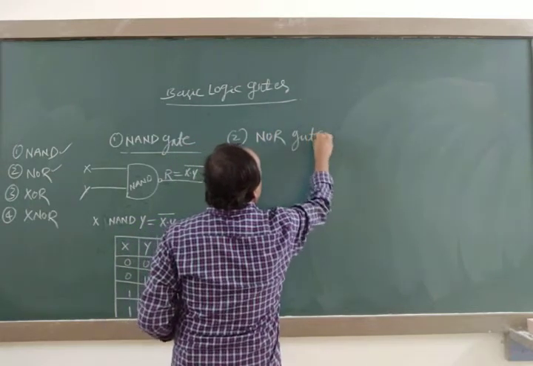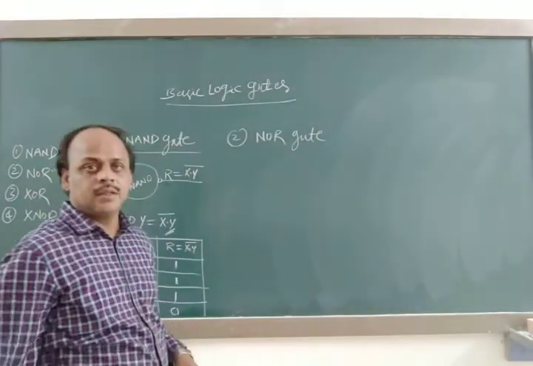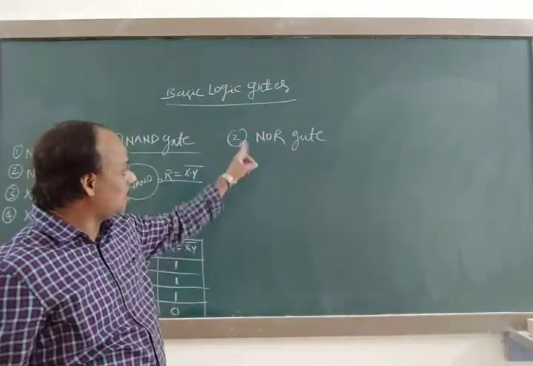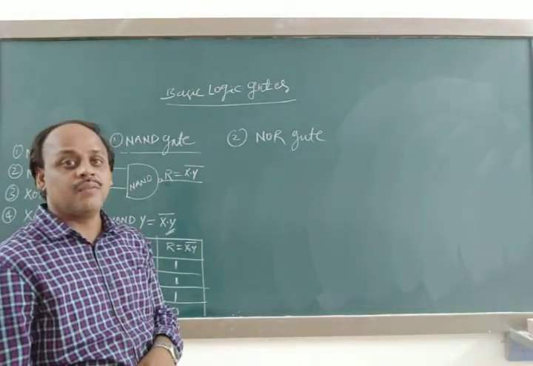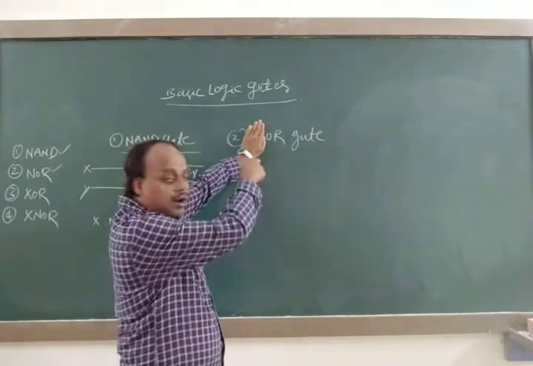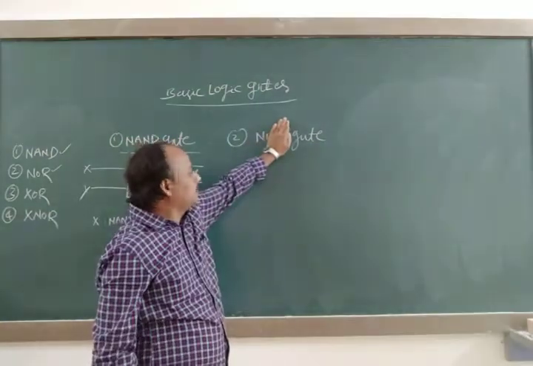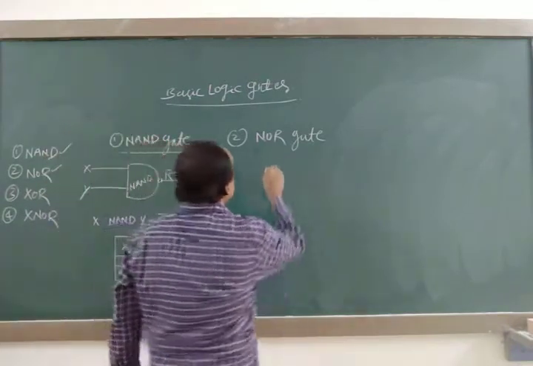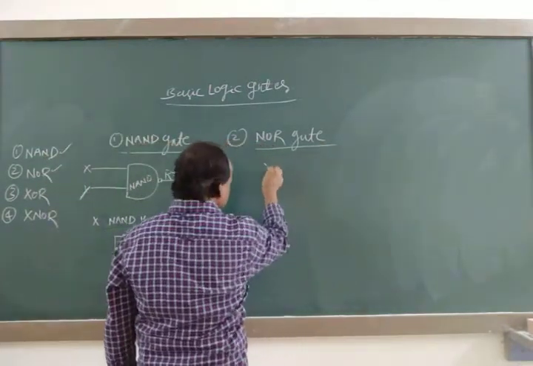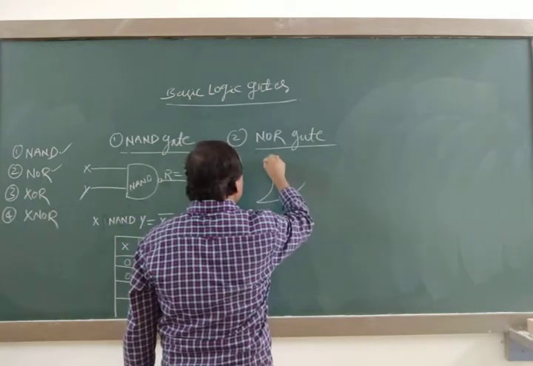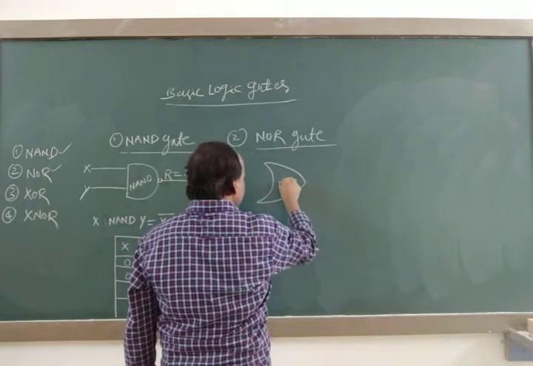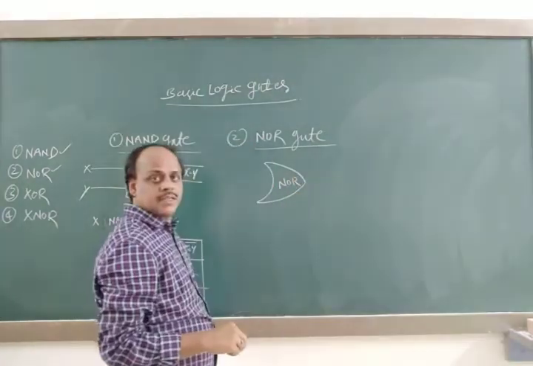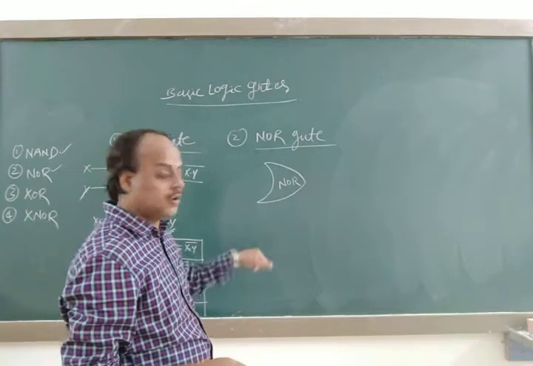Now consider the second derived gate, that is the NOR gate. By seeing the name only, we can say that this NOR gate is constructed with the help of the OR gate and NOT gate. Right? So see its logic diagram. The NOR gate is constructed with the help of the OR gate and NOT gate, right?